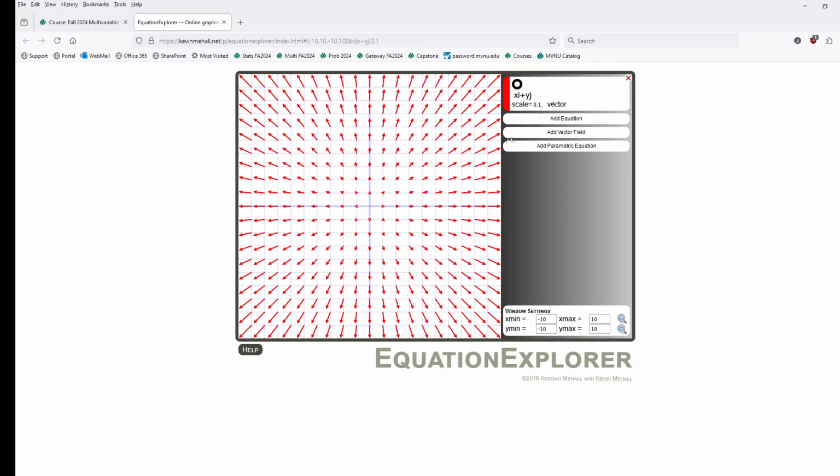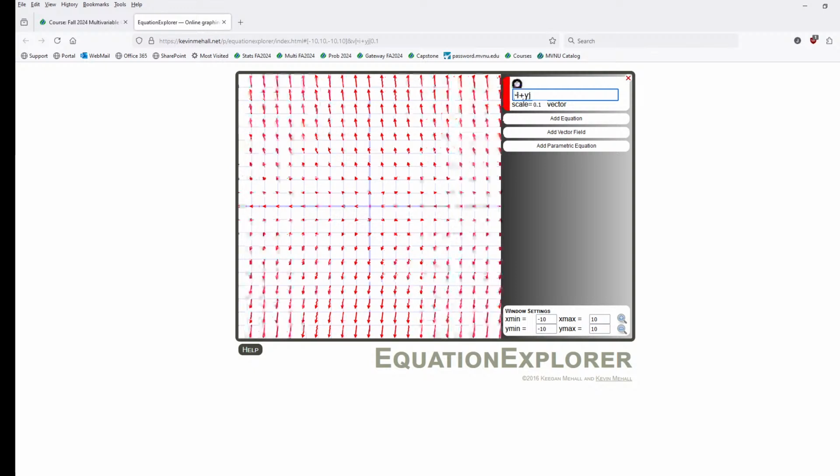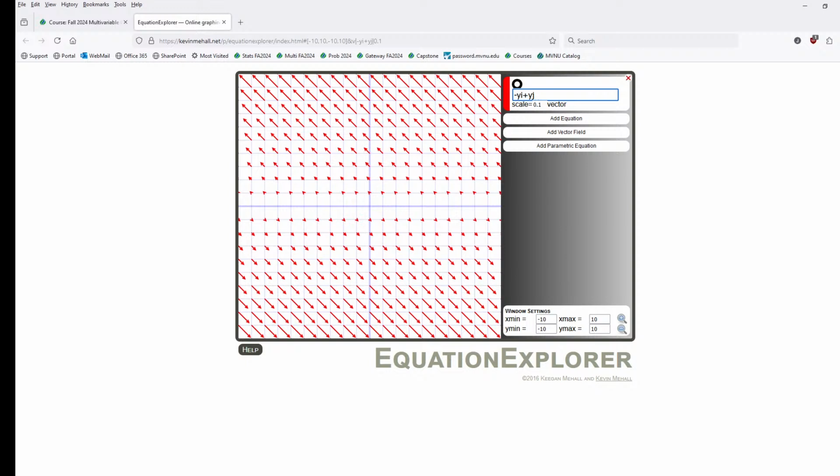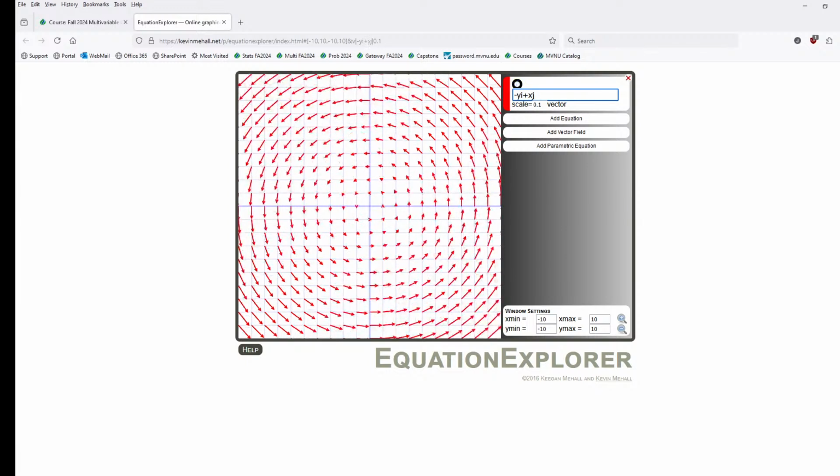But let's see, add a vector field. Let's see, it's been a while since I've done this. Okay, so, well, let's get this vector field. Here we go. So we had negative y times i plus x times j. Yeah, there it is. Isn't that beautiful? So very nice. You have this nice sort of flow, a nice mesh.